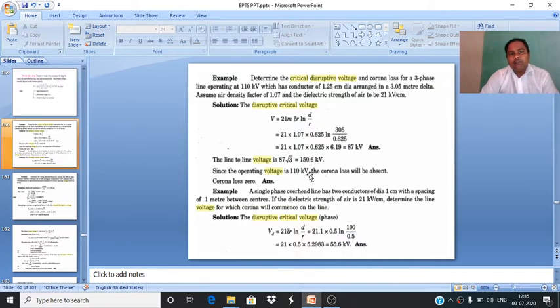In the previous session, we derived the equations for critical disruptive voltage and visible critical voltage. Critical disruptive voltage means the minimum voltage at which corona loss occurs. Critical disruptive voltage is the minimum voltage at which corona glow appears. So now we solve some problems on disruptive voltage and visible critical voltage.